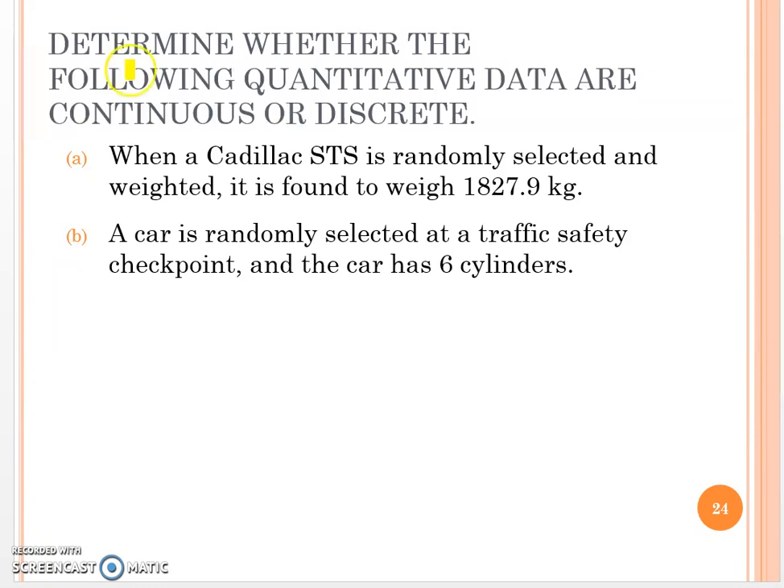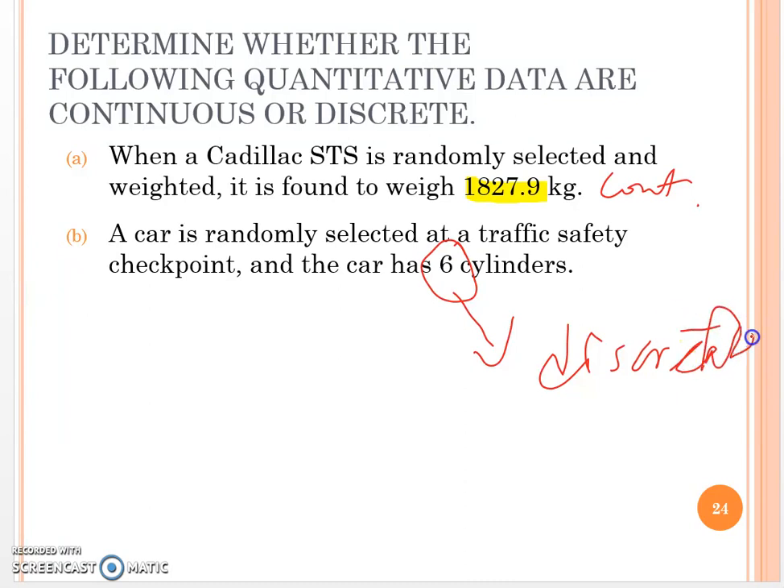Okay, continuous. All right, so next one talks about differentiating between continuous and discrete. If you look at it, it's very simple. The first one talks about the weight. Weight is going to be continuous because it carries decimals. While the second one, the car is randomly selected and the car has 6 cylinders. So 6 here is the number of cylinders. It has to be a finite number. This is going to be discrete because you can't have 6.1 cylinders, right?